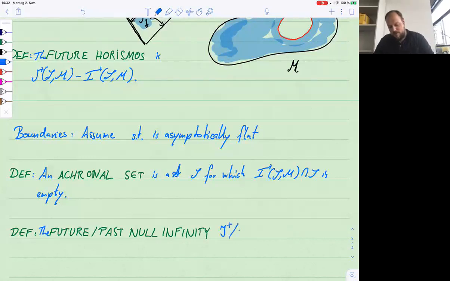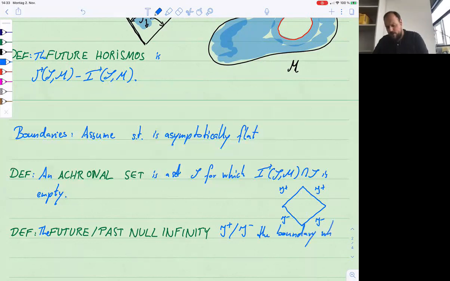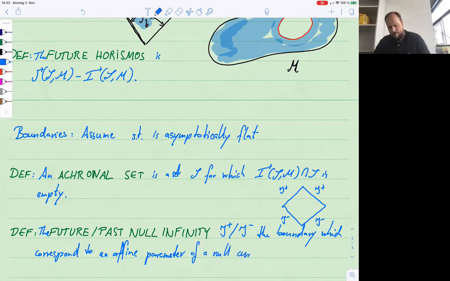Infinity, they're called scri plus or scri minus. When you think about Minkowski spacetime, they're sitting here, scri plus, here, scri minus, also scri plus, also scri minus. They are the boundary which correspond to an affine parameter. Affine parameters are the parameters which label on which position I am on a curve, with value plus or minus infinity. Minus infinity for scri minus, plus infinity for scri plus.